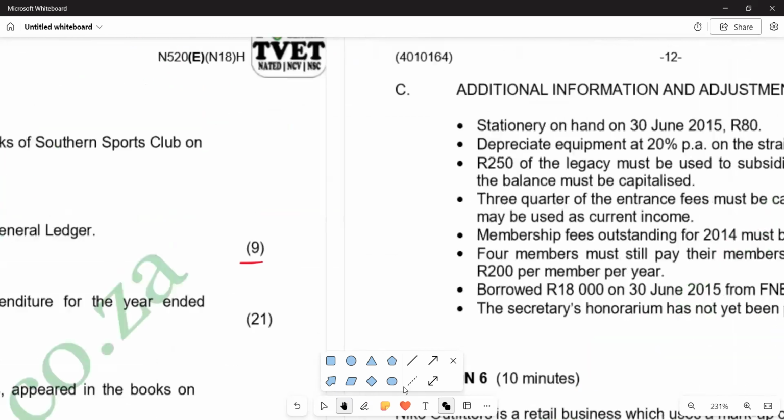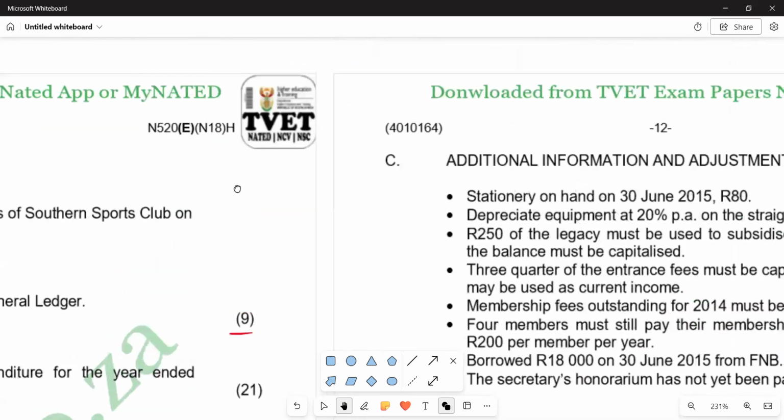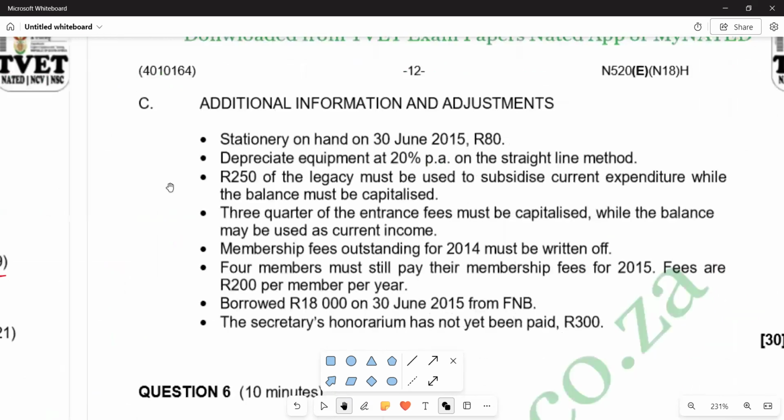If you go to the next page, you will see that you now have information C, which is the additional information and adjustments. That's where we're going to get the additional information that will help us with the entries in the membership fees account. So you need to go through each and every piece of additional information that you are given there in point form, and then you answer the question. The entries in the additional information are going to help us adjust the membership fees account. So we go to our answer section.